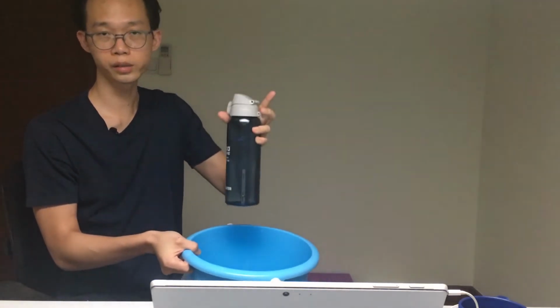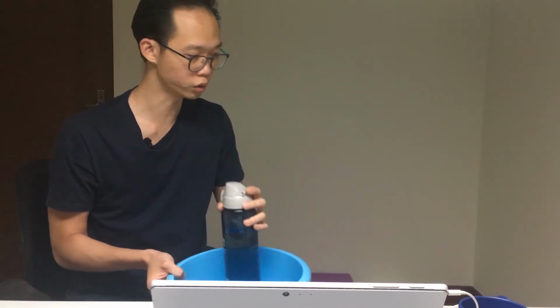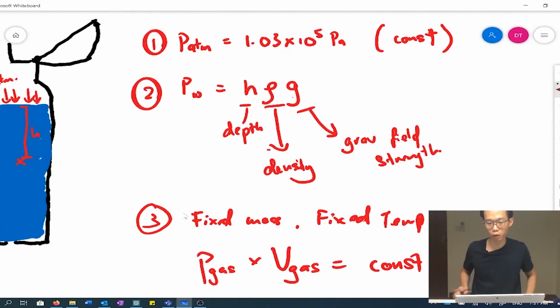Now, in order to understand what's going on, we have to cut to the whiteboard. So let's go to the whiteboard and let me show you, from a secondary school understanding of pressure, how we can explain this phenomenon. So now we are here at the whiteboard, and before we analyze the specific situation of the water bottle, let's do a quick recap on some pressure topics that we learned in secondary 3.